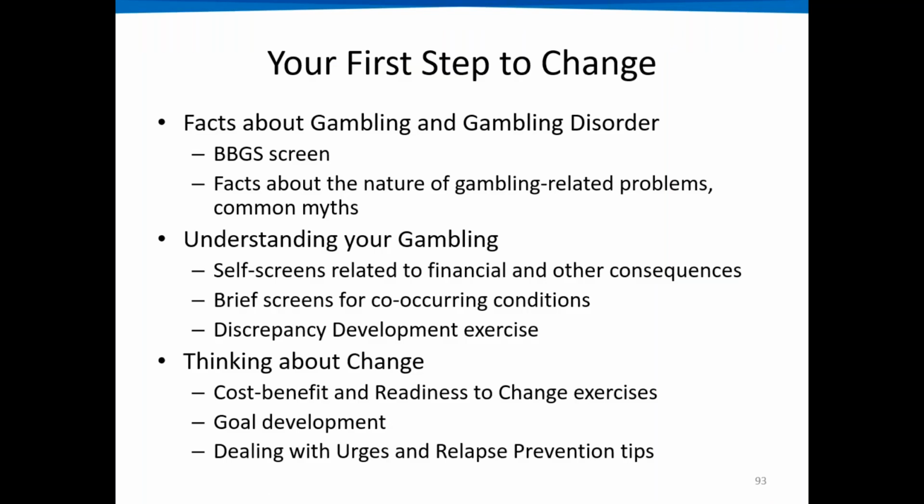Your First Step to Change has 3 primary sections. The first section, Facts About Gambling, includes activities such as the BBGS that Sarah just described, and facts and myths related to gambling-related problems. The second section, Understanding Your Gambling, provides a larger battery of screens for topics like financial consequences people might experience, co-occurring conditions like depression and anxiety, and also includes discrepancy development exercises that get people to identify and compare their ideal and actual experiences and how gambling might affect them. The third section, Thinking About Change, provides more exercises to stimulate self-reflection and also tips, tactics, and strategies for facilitating change among those who seek it.